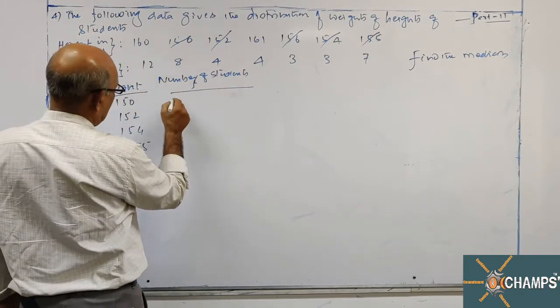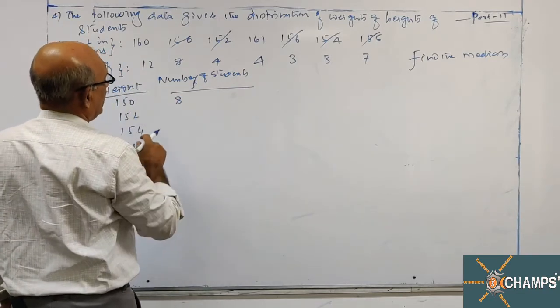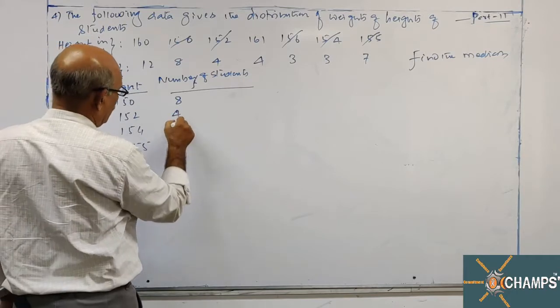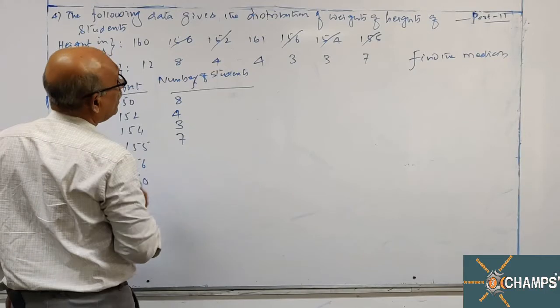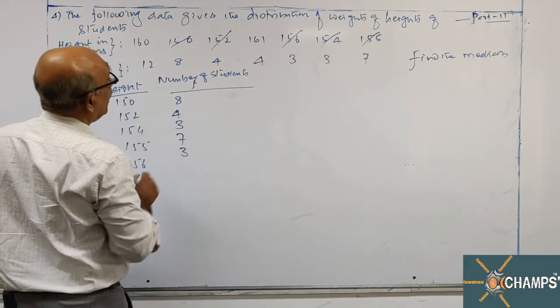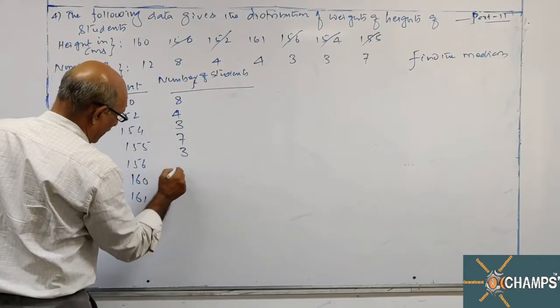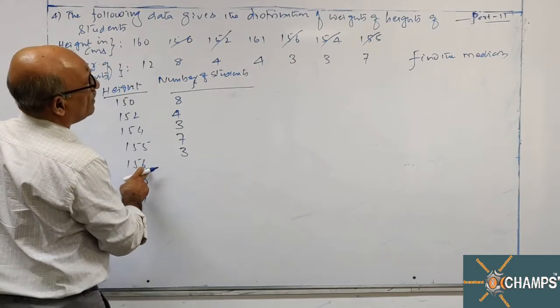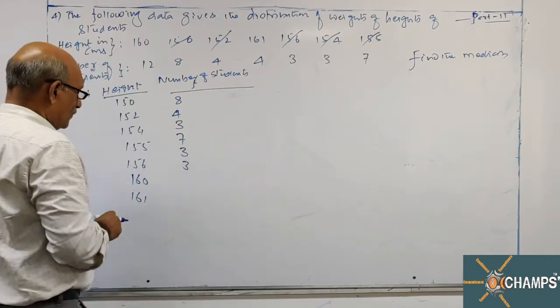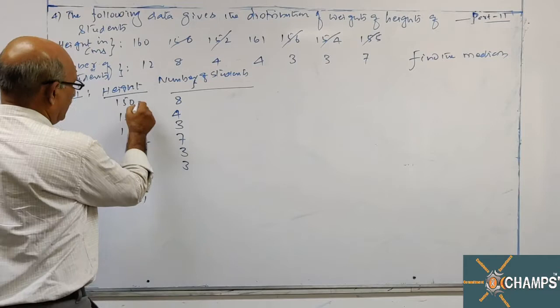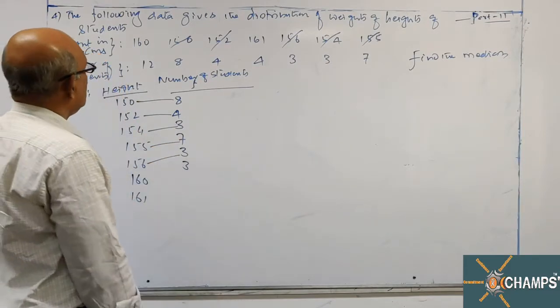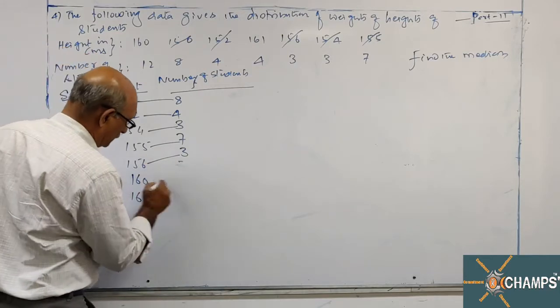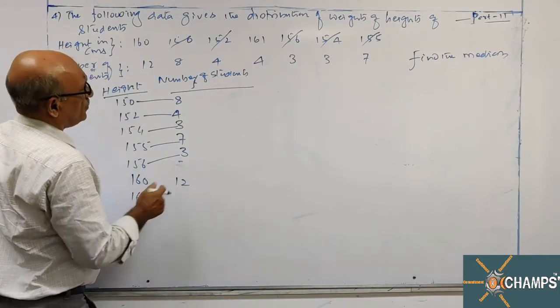So 150 corresponding to this frequency is 8. 152, 4; 154, 3; 155, 7; 156, 3; 160, 12. Sorry, 156 is there again. 160 it is 12, 161 it is 4.